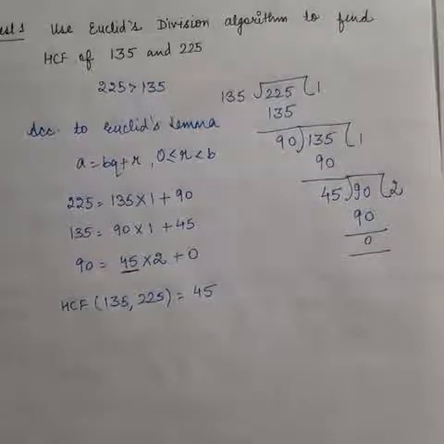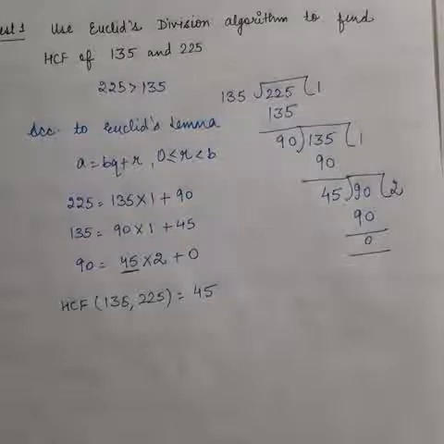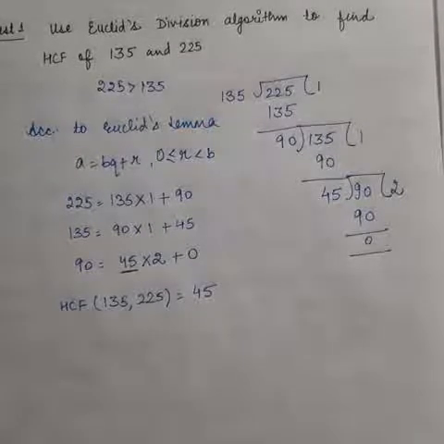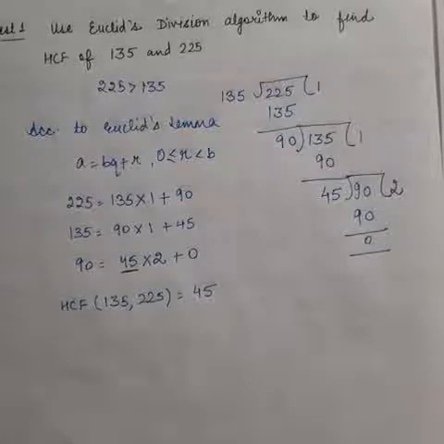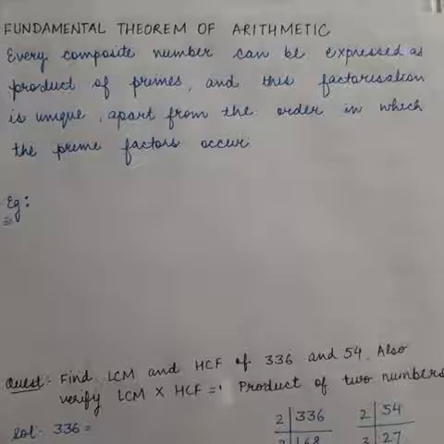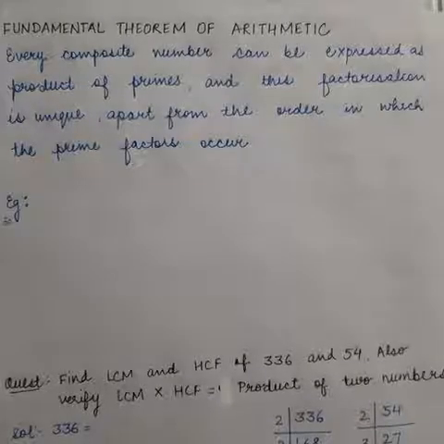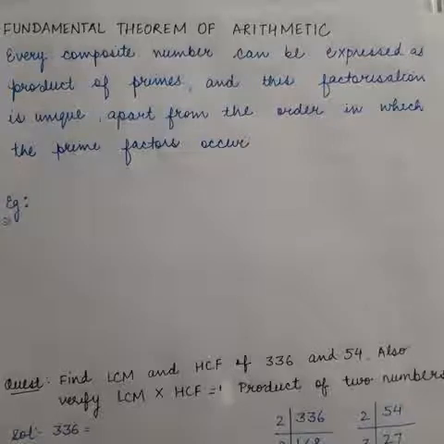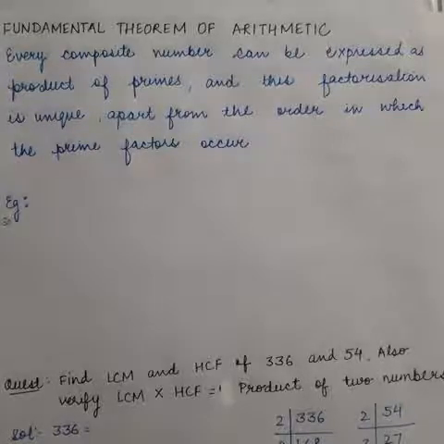HCF is also known as GCD. Greatest common divisor term can also be used for HCF. Now this way we can use Euclid's division lemma to find the HCF of numbers. Next very important topic with us is the fundamental theorem of arithmetic. As per the statement, it says every composite number can be expressed as a product of primes.